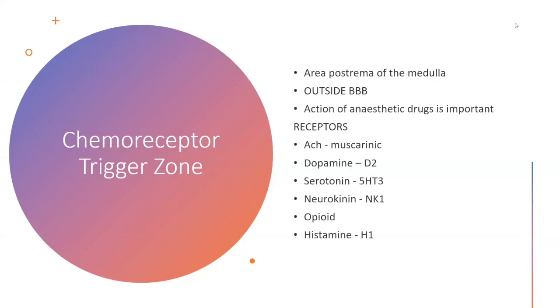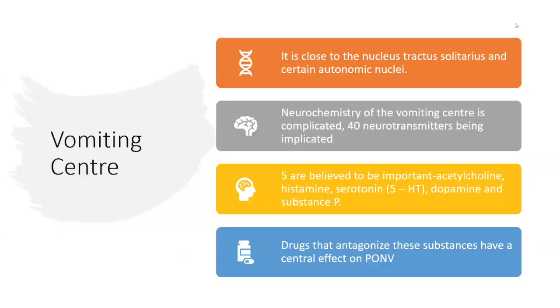Receptors found in this chemoreceptor trigger zone are your acetylcholine receptors, mostly muscarinic, your dopamine receptors, which is D2, your serotonin receptors, which is 5-HT3, your neurokinin receptors, your opioid receptors, and also your histamine receptors.